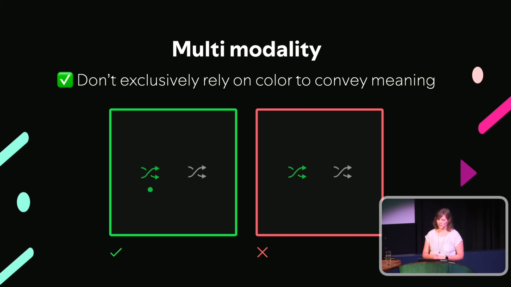The next one is called multimodality. So don't exclusively rely on color to convey meaning. So here I have an example of an activated and an inactive shuffle button. And how would you know if the shuffle button is active or not? So always consider changing both the shape and the color so that the state is also identifiable for users who can't differentiate the colors. So in Encore, the active state for the shuffle button has a little dot underneath as an extra sign.